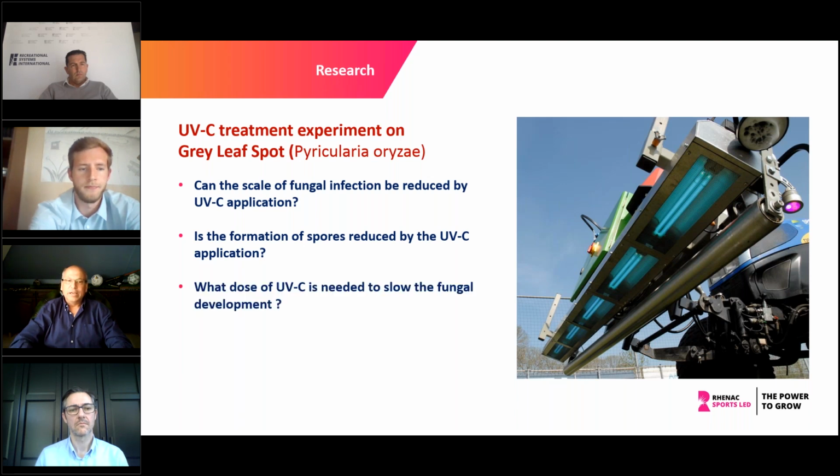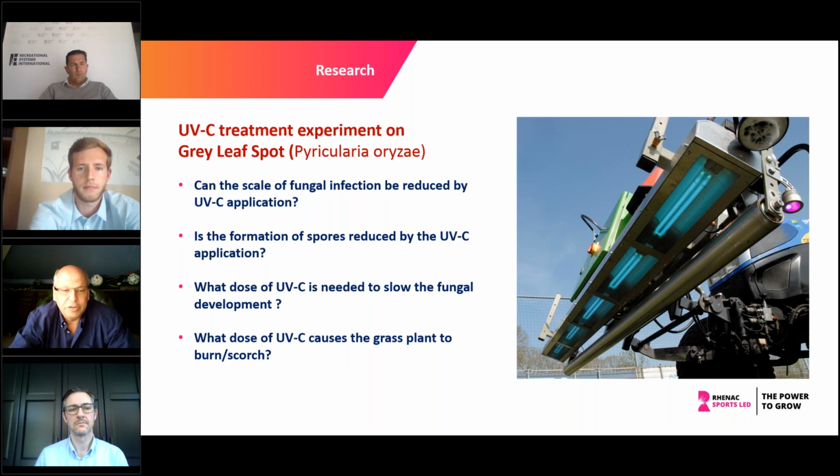And what doses of UVC are needed to slow it down? How high a dose do we need to apply, and for what time period do we need to apply it to get the optimum results? And up to what dose can we actually apply it without the grass getting negative effects of that treatment? Basically, it will scorch or burn the plant if we apply UVC light too long or in too high intensities. So it's again finding the right balance, and that's the trick, and that's what the research actually focused on.